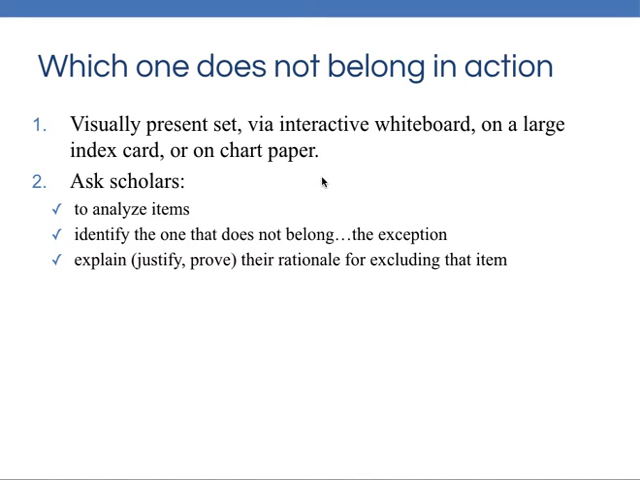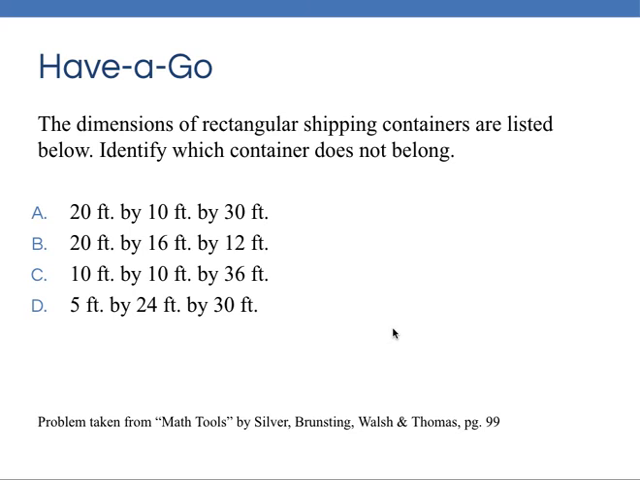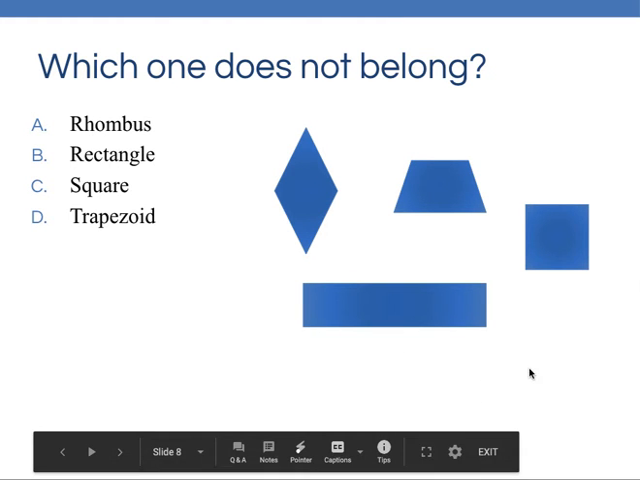So one of the things that you want to do is Which One Doesn't Belong in action. You want to visually present a set via the whiteboard or a large index card or chart paper or on screen, a slide. You're going to ask the learners, the scholars, to analyze the thinking, identify which one does not belong, the exception you might say, and they have to justify and prove their reasoning. So here's an example that you might use of Which One Doesn't Belong, and it's taken from Math Tools. So that's one. Here's another one, and you might think about why that one doesn't belong.